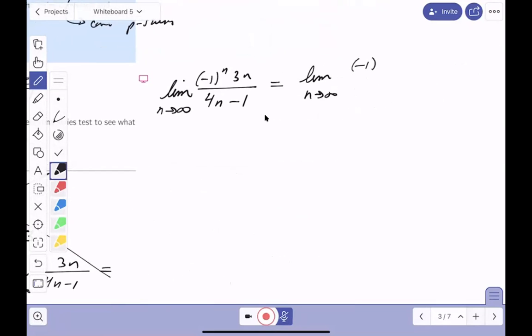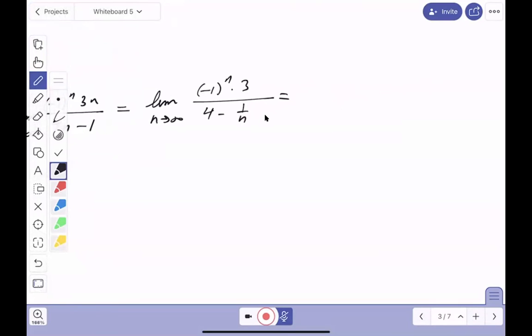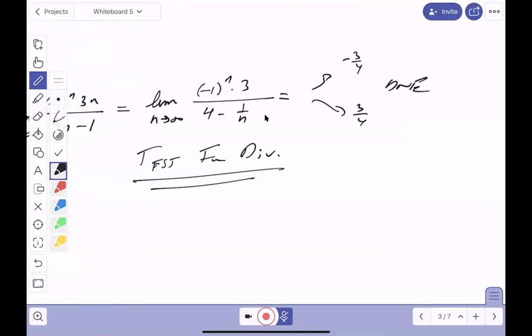You would get minus 1 to the n times 3. I'm dividing through by n, by the way. 4 minus 1 over n. And what does this thing give you? Well, it bounces around between minus 3/4 and 3/4. So this is DNE. So what do you know by the test for divergence? The simplest take home is that we know the original series diverges.